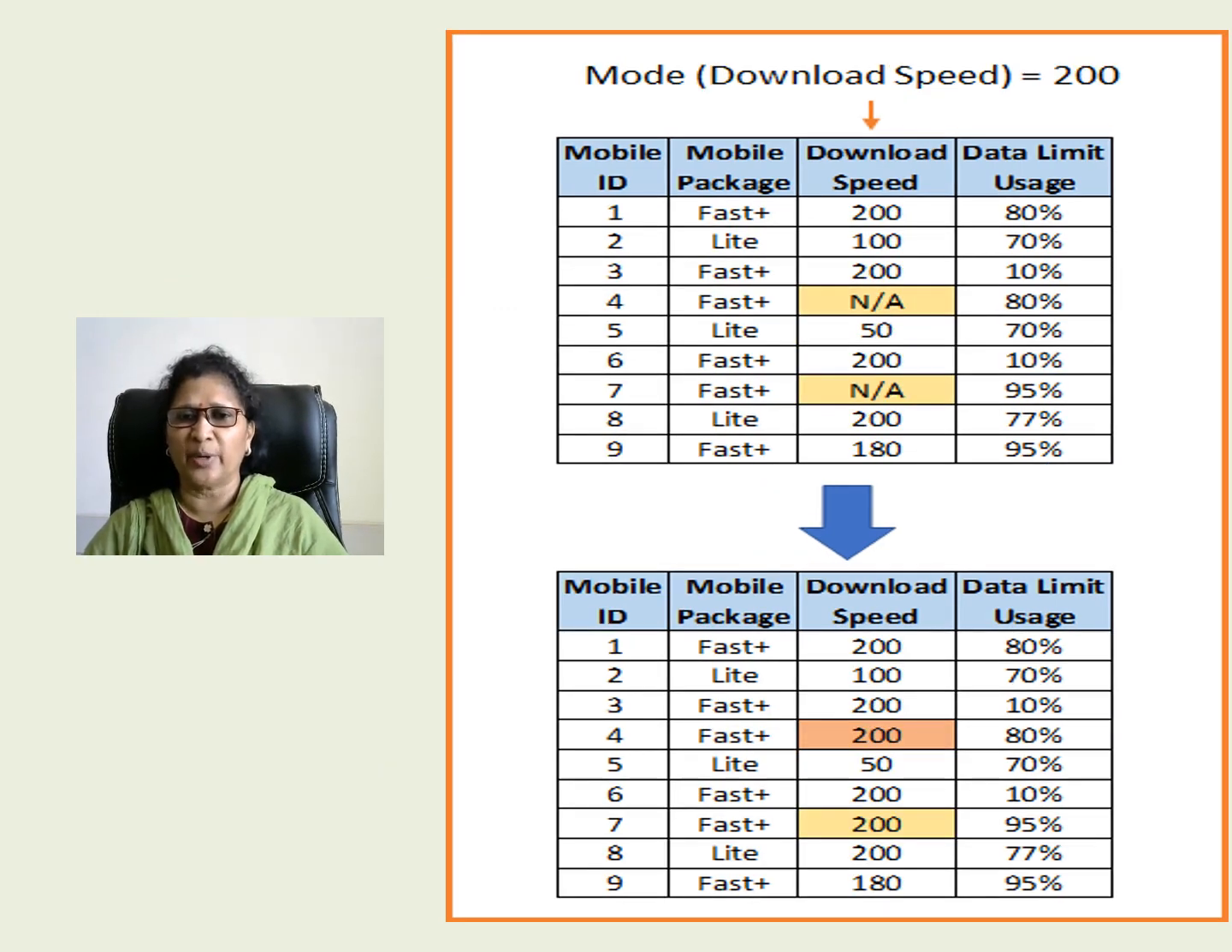Mode is the most frequent item. Mean is the average of all the values. Median was the middle value, and mode is the most frequent value. If you look at these values, you will find that 200 appeared more number of times. So it is the mode of this attribute, and the missing values are filled in with the mode.